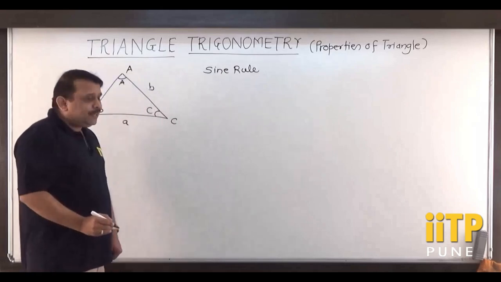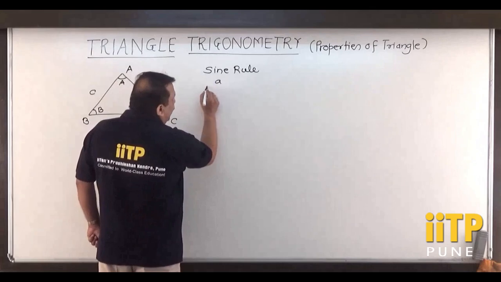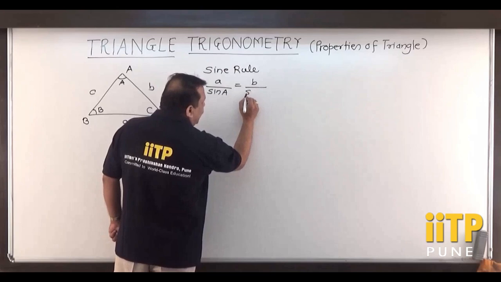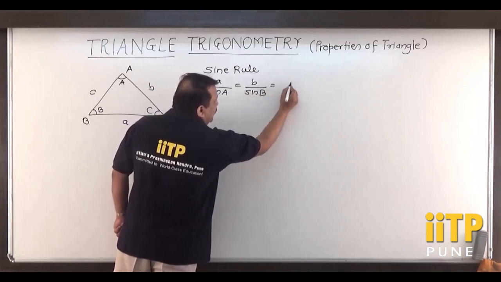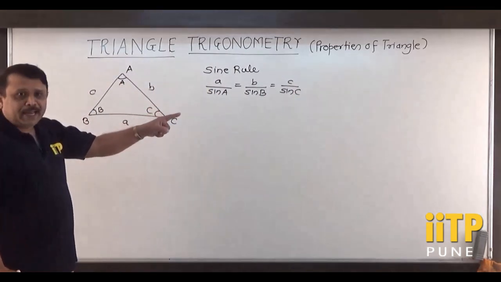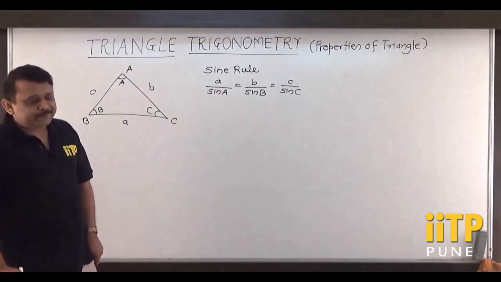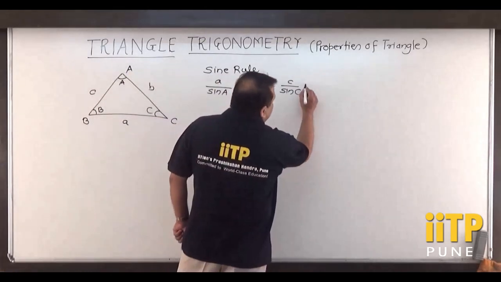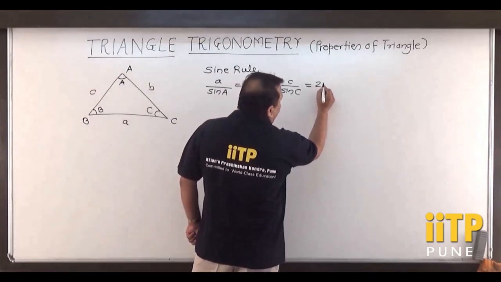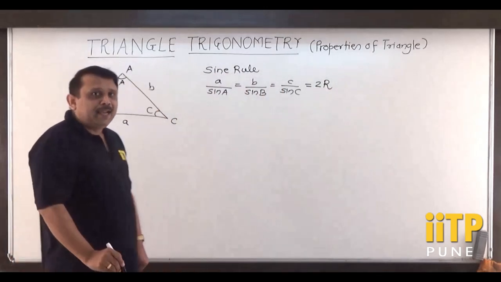The rule states that in a triangle ABC, small a divided by sine A is equal to b divided by sine B is equal to c upon sine C. So sides of the triangle are proportional to the sines of the angles of the triangle. This proportionality is equal to 2R, where R is the circumradius of triangle ABC.